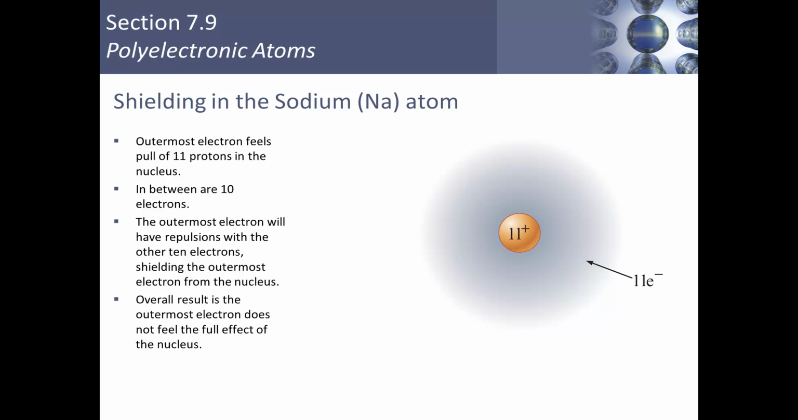If we consider the sodium atom, we see that the outermost electron feels the pull of 11 protons in the nucleus, but in between that outermost electron and the nucleus, there are 10 other electrons. Because electrons are all negatively charged, there will be repulsions between electrons, and the result will be a shielding of the outermost electron from the nucleus. Overall, the result is the outermost electron does not feel the full effect of the nucleus. It is shielded from the nucleus.